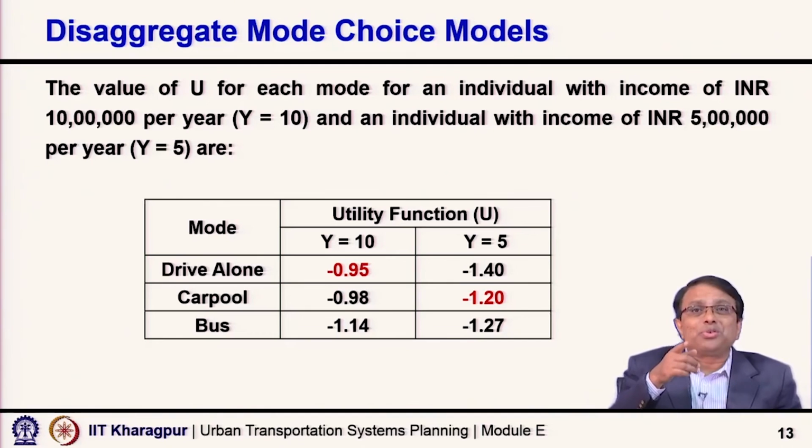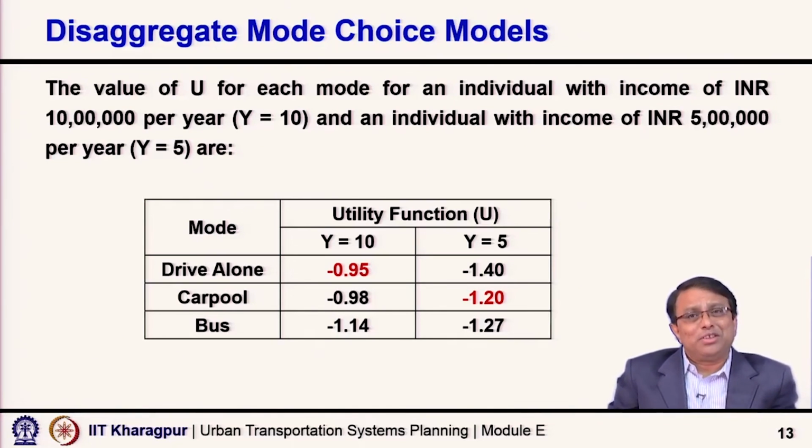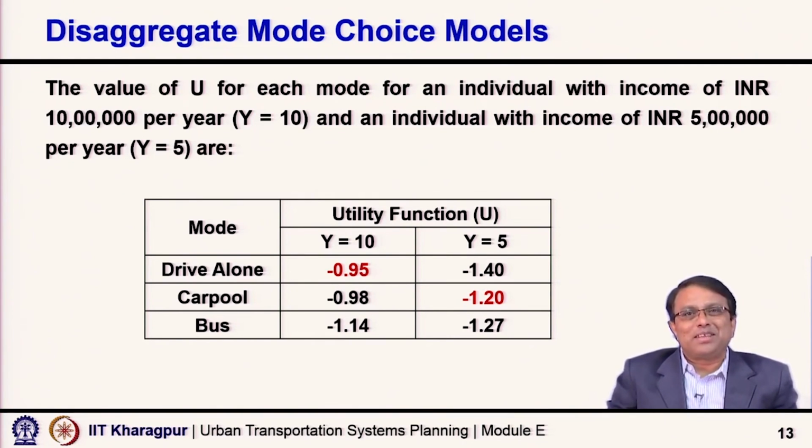And it also shows how, given the same transportation system, same alternatives, 2 individuals, one having higher income as compared to the other, the choice is going to be different. That reflects the reality. Probably if you take a person with even lower income, you will find the bus will become the choice in that case. That is how the choice decision is made in reality, right.